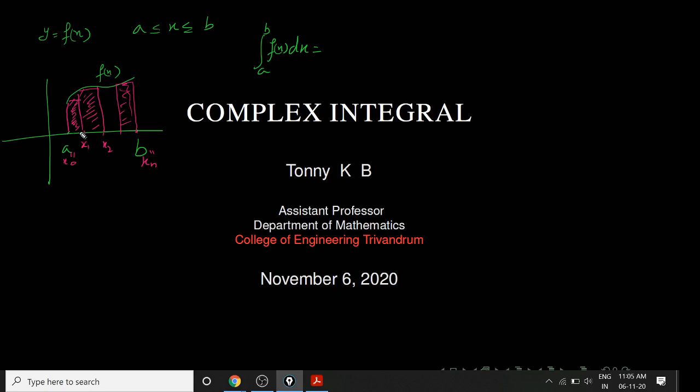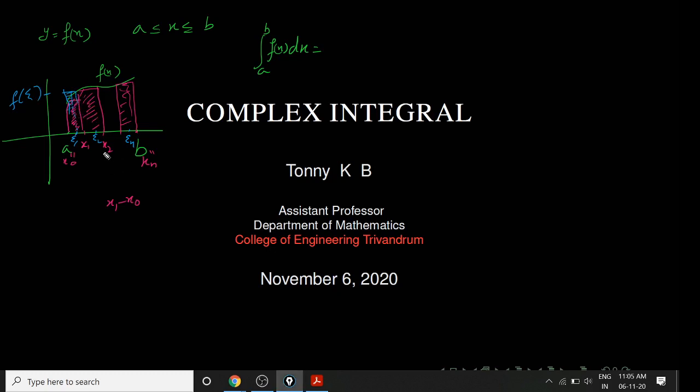And what about the width of this rectangle? For the first rectangle, its width is x1 minus x naught, right? And what about the height? For computing the height, there are different methods. One method is we choose an arbitrary point, some psi 1 from this interval, another point psi 2 from this interval, etc., some psi n from the last interval. Then you think about the value of the function at psi 1. Suppose this is f of psi 1. Then we think about this rectangle.